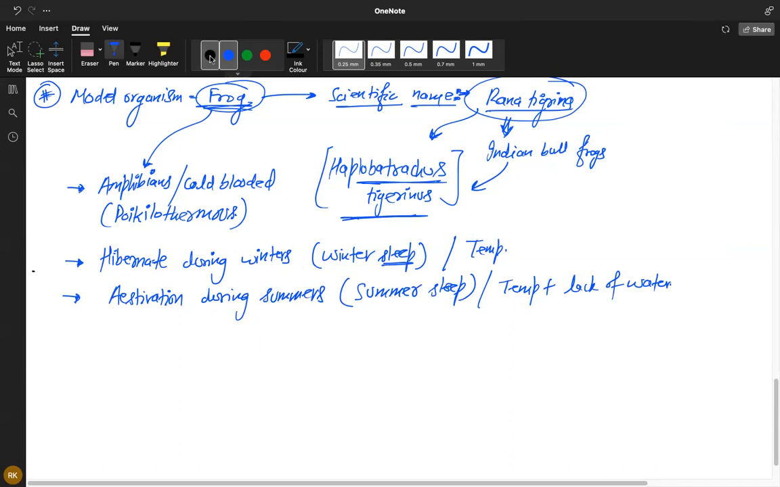Now, talking about a little bit of frog morphology quickly. How does a frog look? How can you describe its appearance, anyone? First, talking about their skin. There's something called a toad also. You know toad and frog? What is the difference between a toad and a frog?